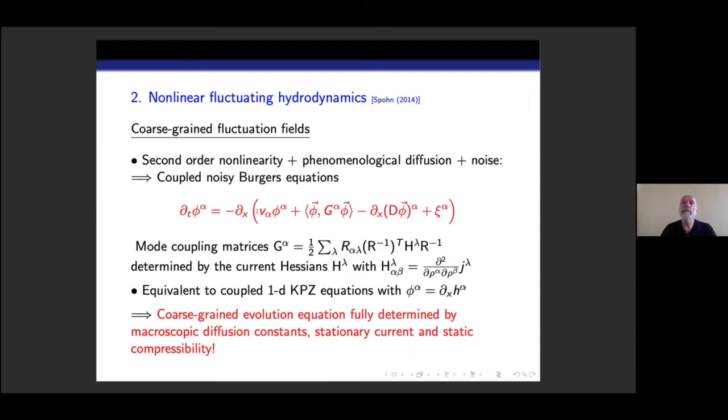First, the linear part just comes from the drift of your fluctuations. Then here's the bilinear interaction term with the mode coupling matrices that you get from the stationary current density relation. Here's your diffusive term, and then there's your noise. And you can easily see that these coupled Burgers equations are just a set of coupled one-dimensional KPZ equations, just by looking at the derivative, saying that this density field is the derivative of a height function.